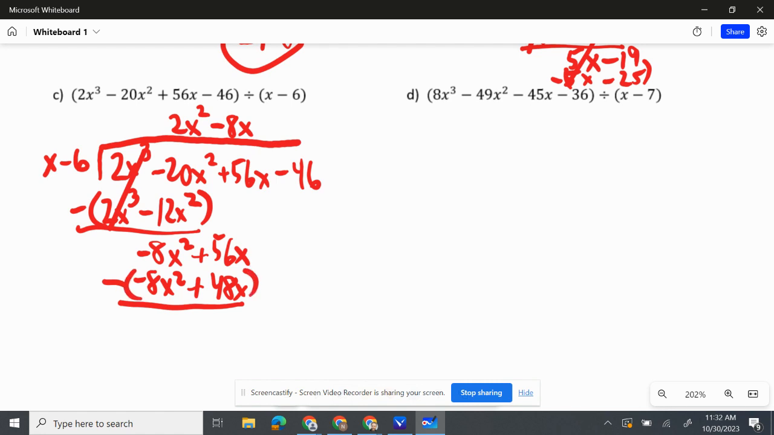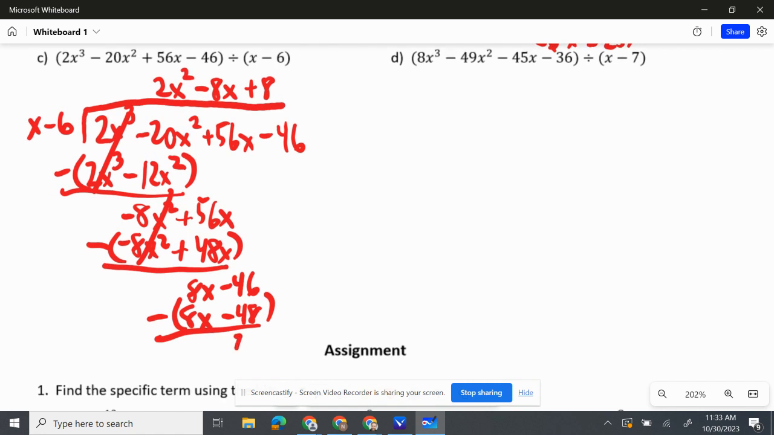Then what I do is I subtract the terms. They cancel, and I get 8x minus 46. x goes into 8x 8 times. 8 times x is 8x. 8 times negative 6 is negative 48. And then what I do is subtract my terms. And that gives me 2. And so my remainder is plus 2 over my divisor, which is x minus 6.